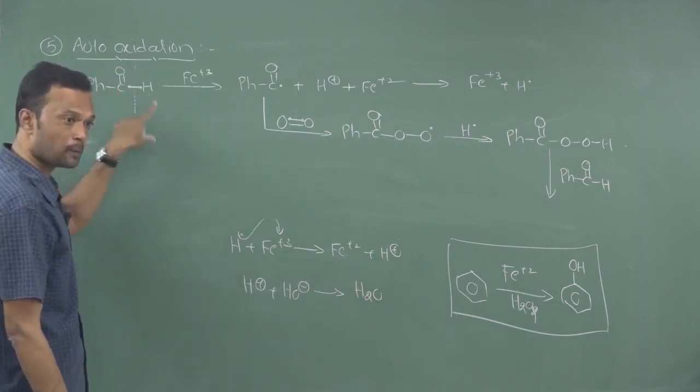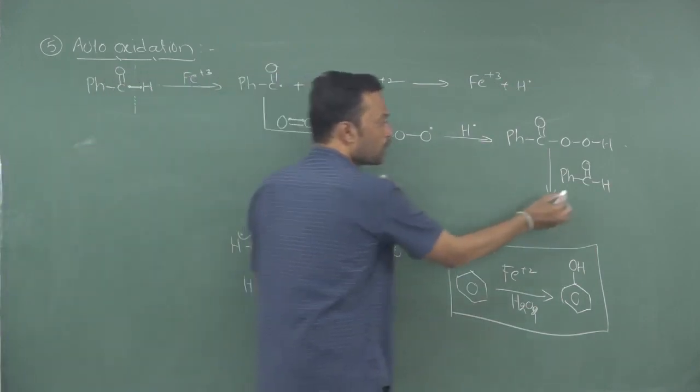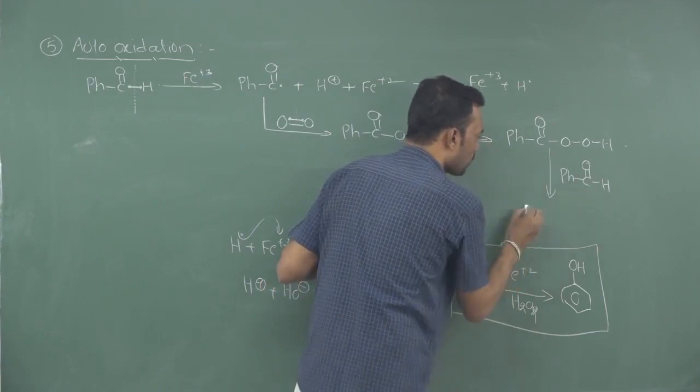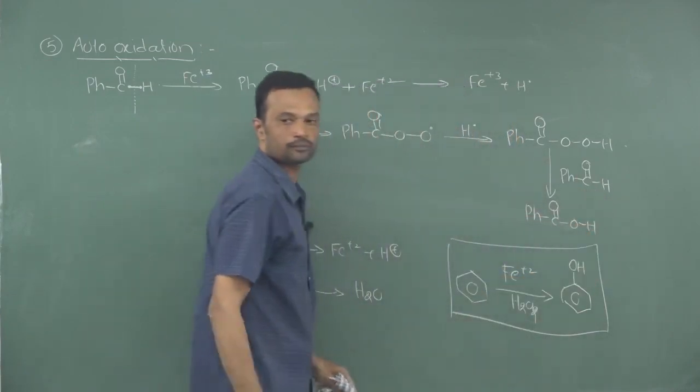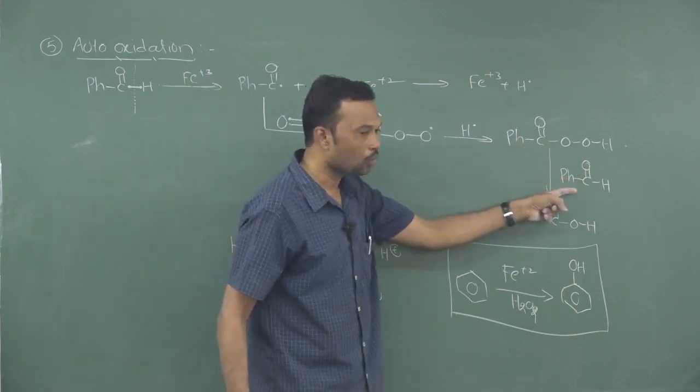Benzaldehyde is first converted to perbenzoic acid. That perbenzoic acid oxidizes this molecule. It delivers one oxygen here, and finally this molecule is converted to benzoic acid. Now this is oxidizing its own molecule.